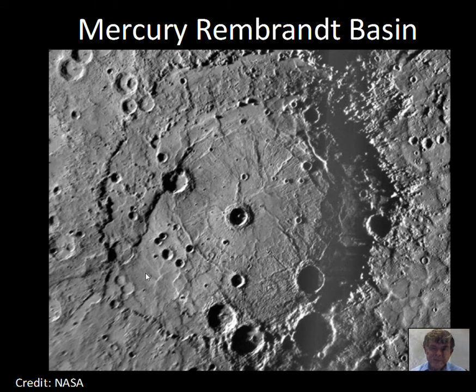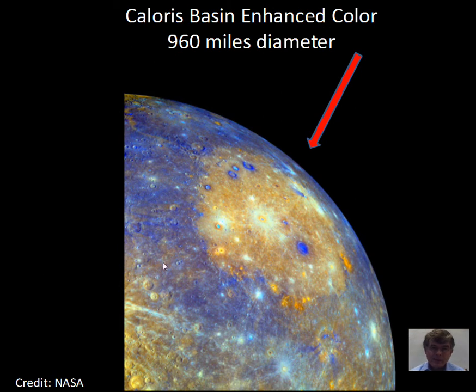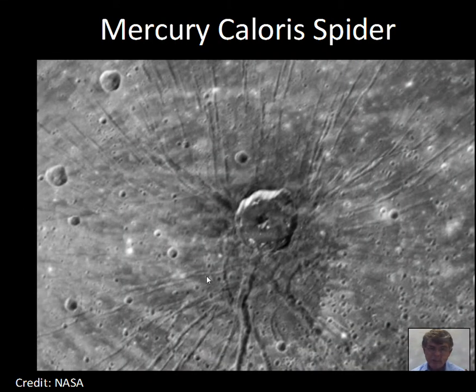There are large basins where, in the early history of the solar system, there were more powerful impacts, and these flattened a wider area and left a bigger depression. So one of these is the Rembrandt Basin. The Caloris Basin, and this is color-enhanced photography revealing the types of minerals that are present on Mercury. And this is considerable, 960 miles in diameter for the basin here. There are some interesting cracks near the center of this basin.